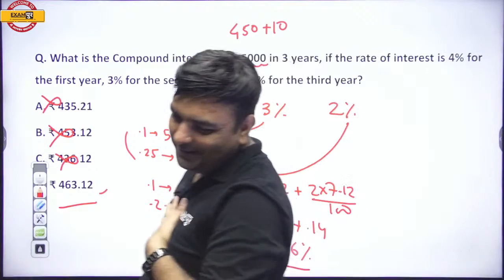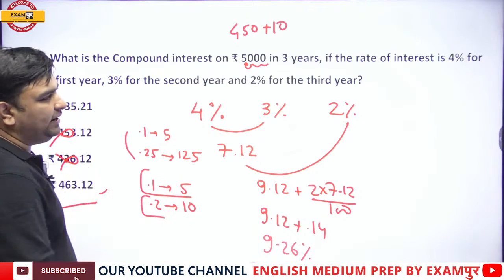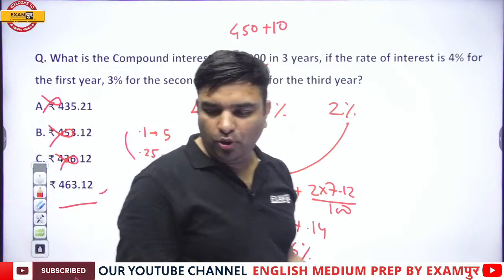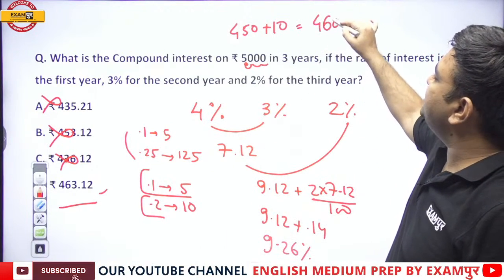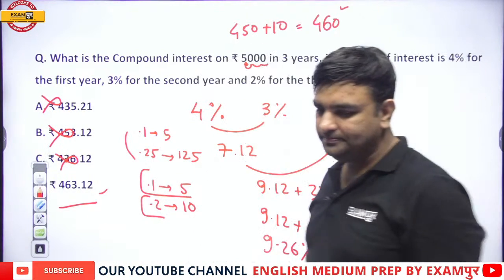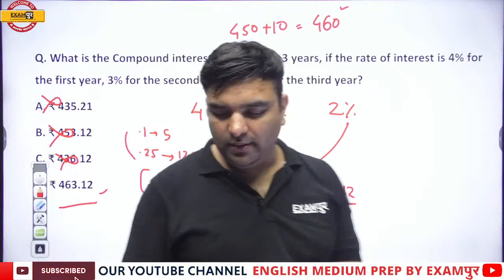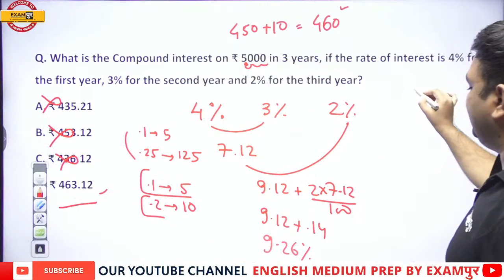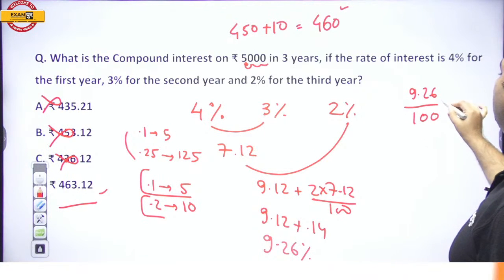Got it? If 0.1 is 5, then 0.2 is 10. So it's more than 10. So 450 plus 10, 460, more than 460. More than 460, only one option. However, you can calculate the exact as well. 9.26 divided by 100 of 5,000.